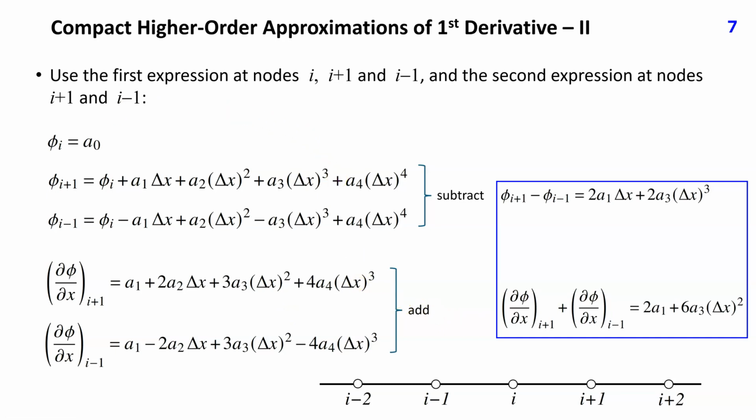To obtain the coefficient a1, we subtract the third equation from the second and add the fourth and the fifth equation to obtain the framed system of two equations with two unknowns, a1 and a3.